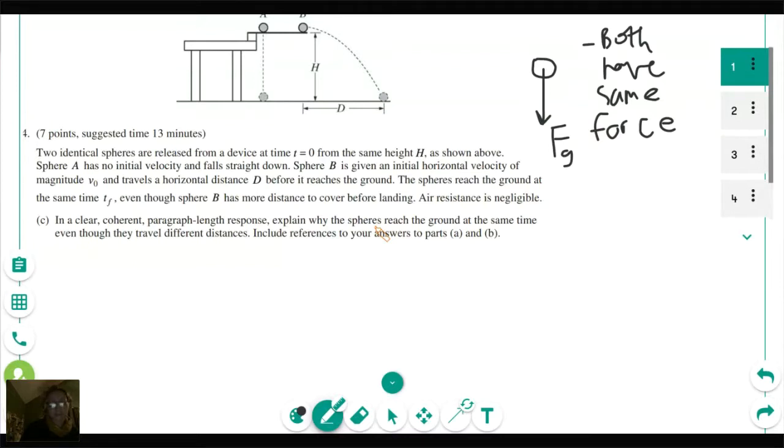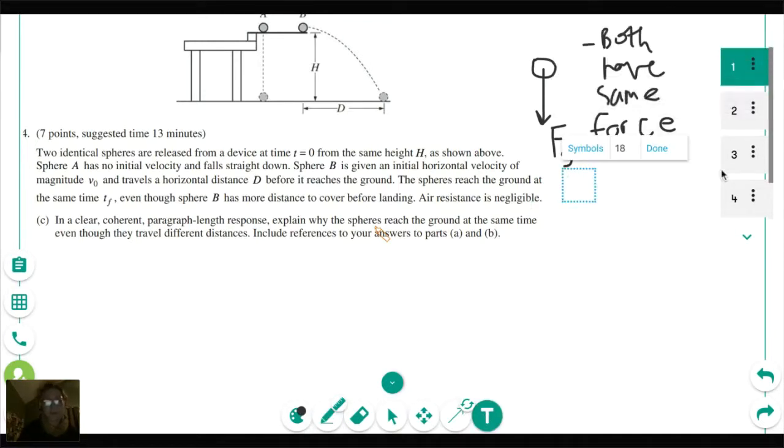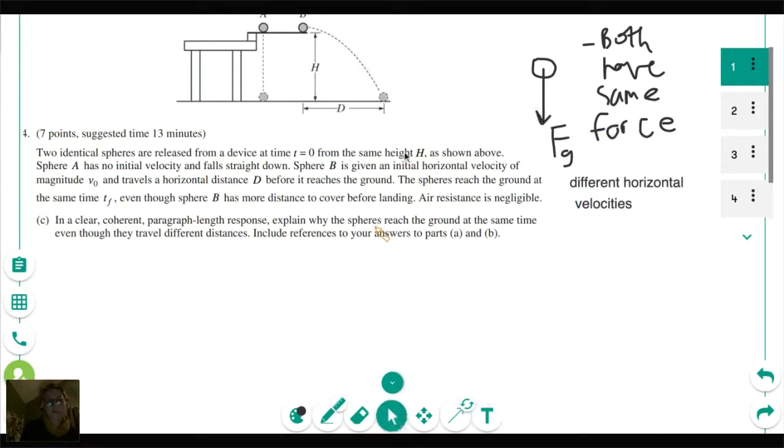Another relevant principle that we would see from looking at the answers to part A and B is that they would have different horizontal velocities. Both of them are experiencing the same force going downward, but they have different horizontal velocities. Sphere A would have a 0 horizontal velocity while it's falling. Sphere B would have a horizontal velocity, I'm sorry, not necessarily negative, but a horizontal velocity as it's falling. So that's another principle that's going to be important to our answer.